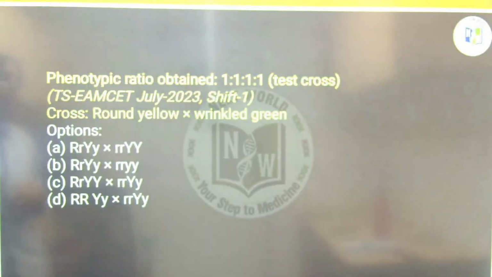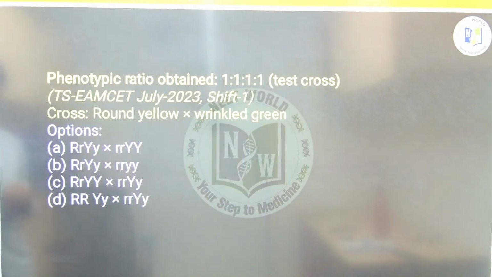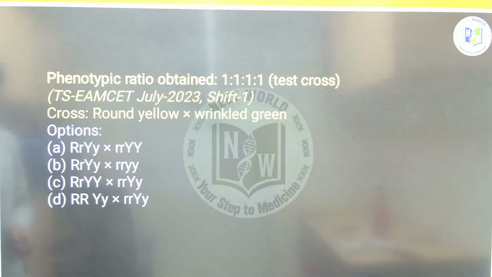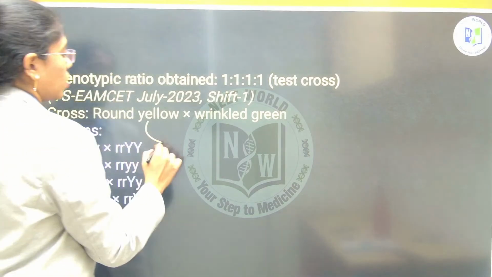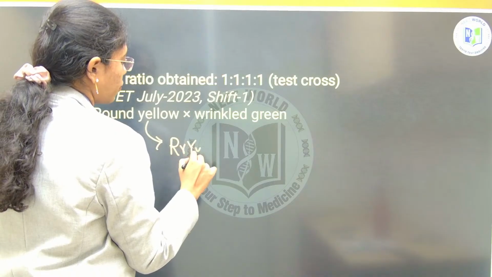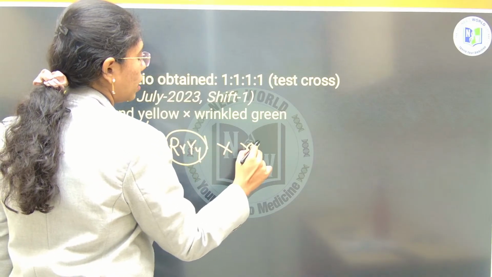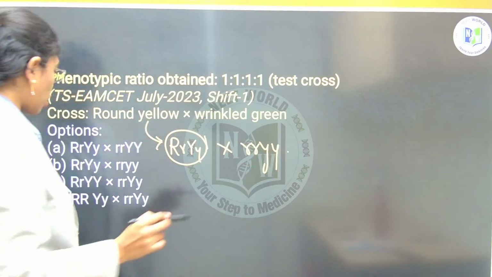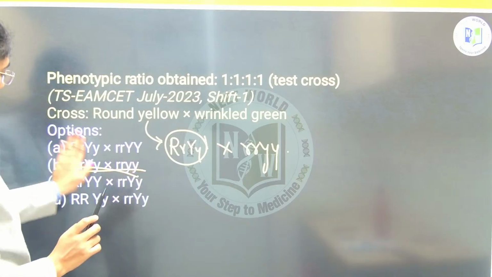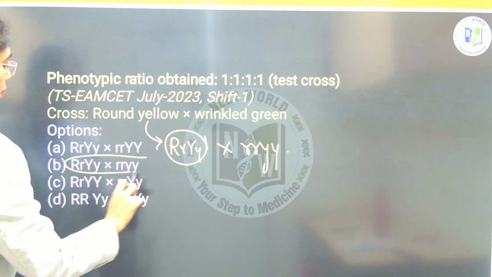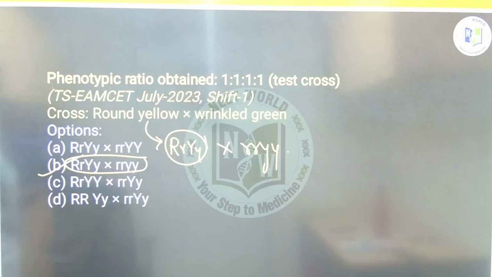Next question is about test cross. Phenotypic ratio obtained 1:1:1:1 is there in what? Test cross. So it is between round yellow heterozygous and wrinkled green homozygous. To identify the genotype of the F1 generation, this is crossed with the recessive parent. So the cross is between a heterozygous individual and a homozygous one, which is option B. Fine, right? Next question.